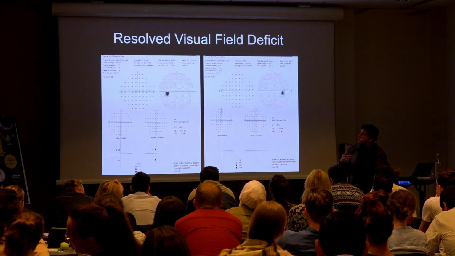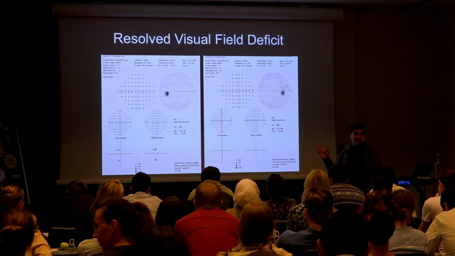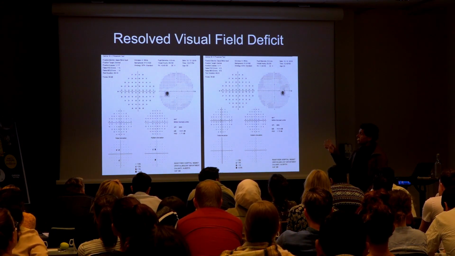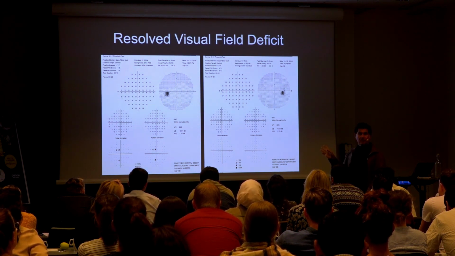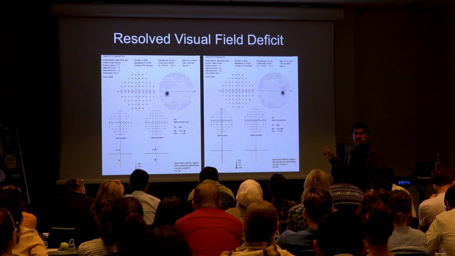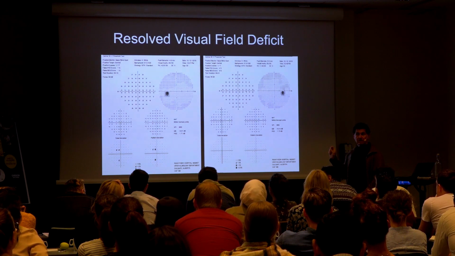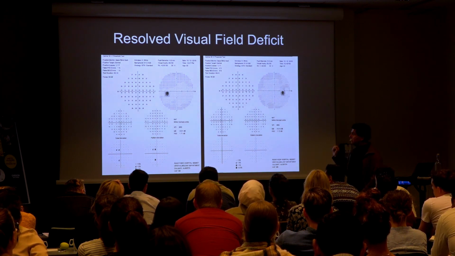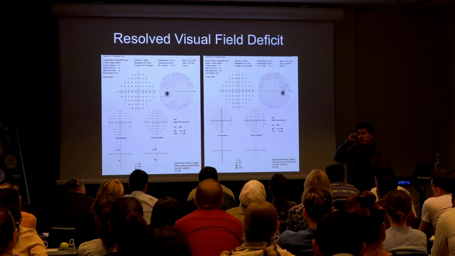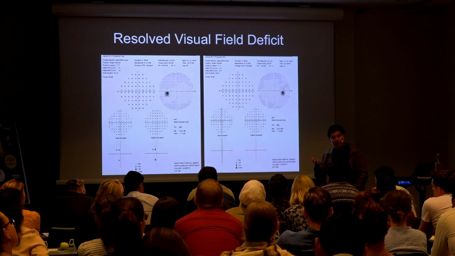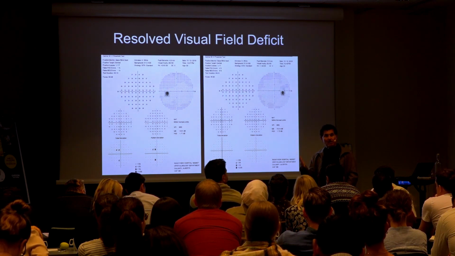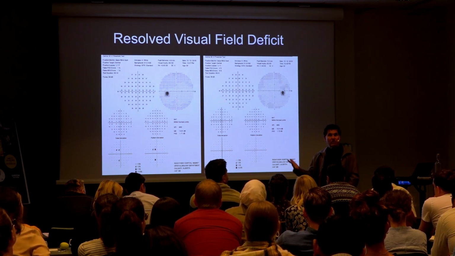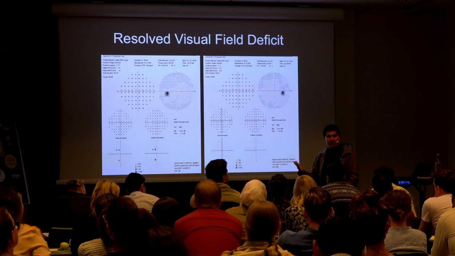Wait, we're not done yet. That homonymous field loss resolved within a couple weeks. So why would that be? Where was the lesion and why did it resolve? It was central. So in the setting of demyelinating disease history, post-viral? Well, in the setting of demyelinating disease history with a new homonymous loss that also goes away with time, where do you think the lesion was?